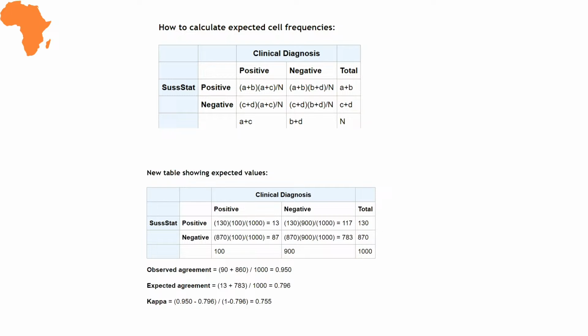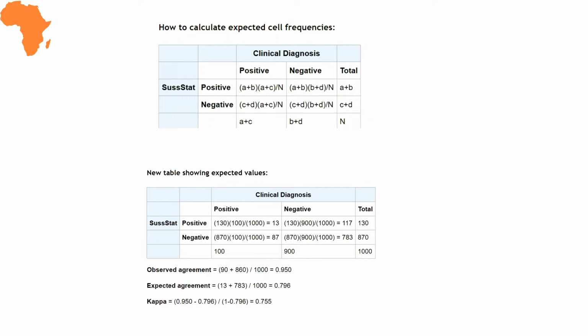So we get it as there. Observed agreement from our initial data is A plus D, so 90 plus 860 over 1,000. Expected agreement of the new cells that we have calculated, 13 plus 783 over 1,000. Kappa is the difference, 0.9 observed minus expected divided by 1 minus expected.